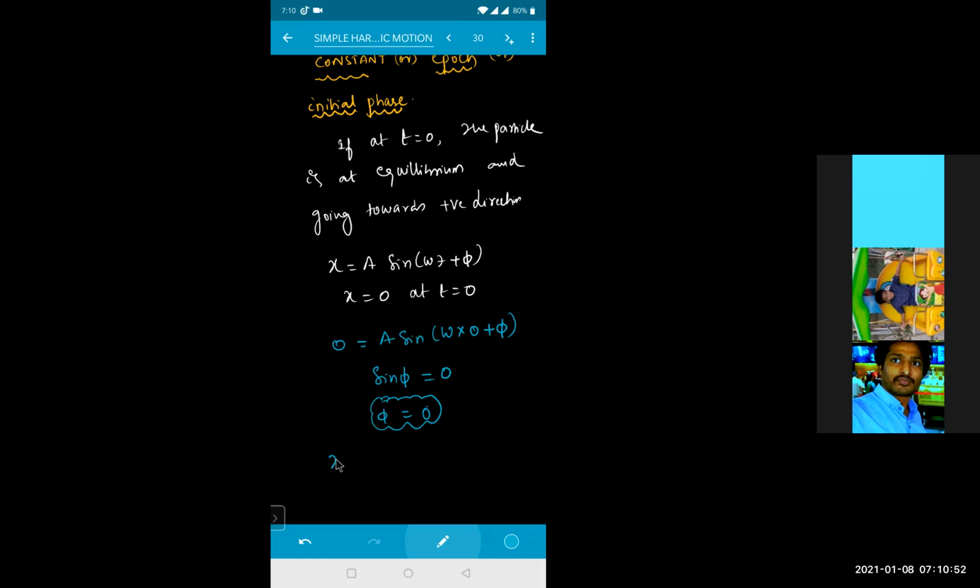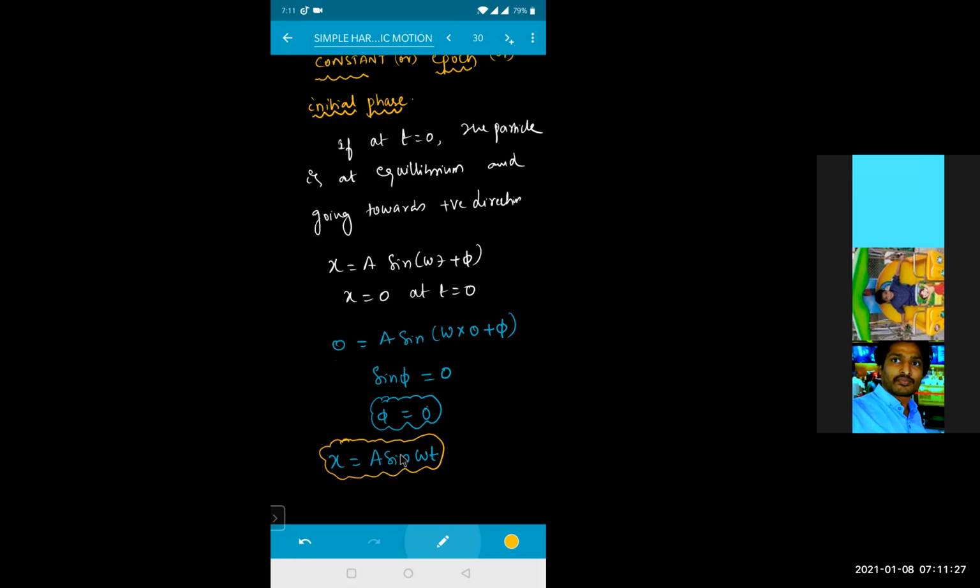So that means the x value will become, if I'm taking phi as 0, x equals A into sine omega t. So that will be your x position. Because the particle is at the equilibrium position, there is no displacement of the x coordinate. If x coordinate is 0 at t equals 0, then phi is 0, and x equals A sine omega t. Is that clear?